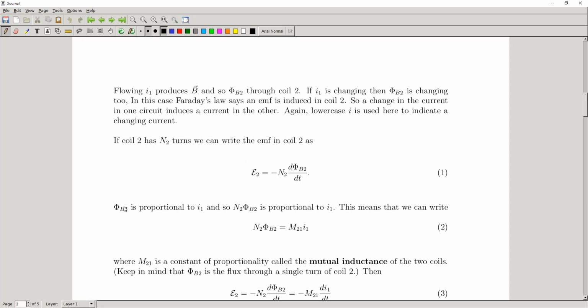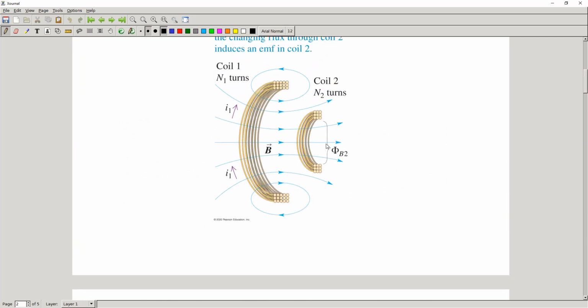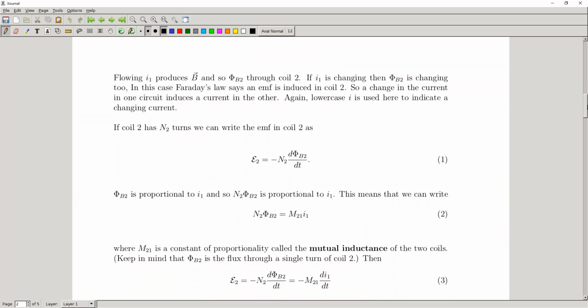Now, this magnetic flux through coil 2 is proportional to our current 1. We just talked about how these are all connected variables. These all relate to each other in some way. So if I1 is changing, then phi B2 is changing. And if this is true, then it's certainly true that phi B2 times N2, the number of turns in our second coil, is also proportional to our current going through the first coil. It has to be, because N2 is a constant.